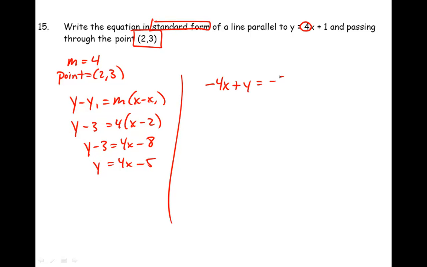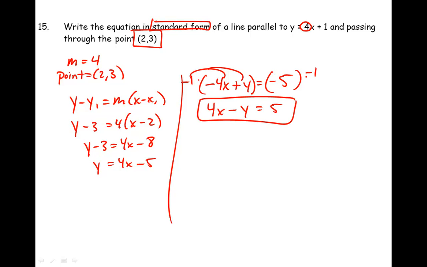We're not supposed to have any fractions, which we don't. So we're good there, but we're not supposed to have a negative coefficient on the x. So to get rid of that negative 4, we multiply both sides by negative 1. So distributing the negative 1, we get positive 4x minus y is equal to positive 5. So we took the slope that's parallel, which is 4, and we took the point they gave us, we plugged it into point slope, and we manipulated our equation to get into standard form. X and y on the left side, no fractions, and the coefficient on the x cannot be negative.